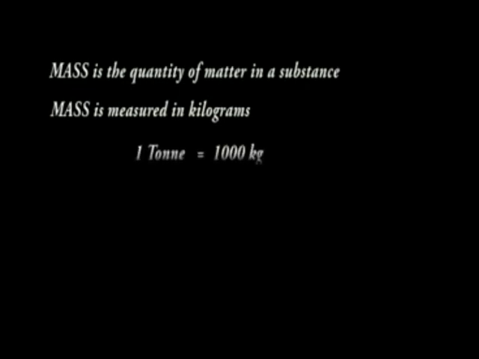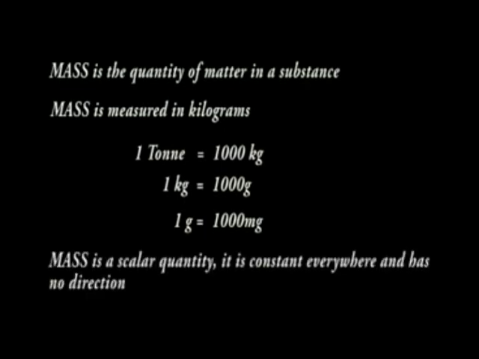Mass, weight, and density. Mass is the quantity of matter in a substance. Mass is measured in kilograms. Other dimensions are tons and grams. The table below shows simple conversions. The mass of an object is determined by comparison with a standard mass using a beam balance, as is common in shops and in butcheries. Mass is a scalar quantity. It is constant everywhere and has no direction. We will learn about this in later chapters.